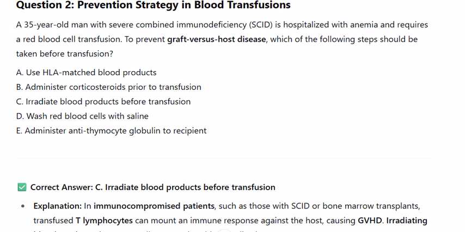Explanation: in immunocompromised patients, such as those with SCID or bone marrow transplants, transfused T lymphocytes can mount an immune response against the host, causing GVHD. Irradiating blood products destroys T cells, preventing this complication.